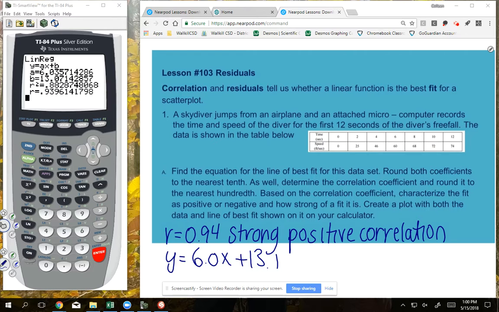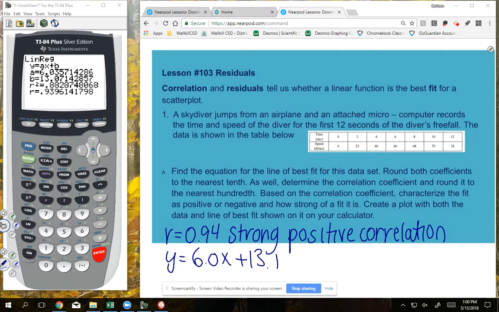Go ahead, Luke. Where the time is 0. Just tell me, yes, where the time is 0, so what is the actual number? What's the y-intercept? 13.1. So what this line of best fit is saying is when time is 0, speed is 13.1. Does that really make sense in this scenario? No. You haven't moved yet, right? There's no speed. But this is the model. So that's what it would say in relationship to the scenario.